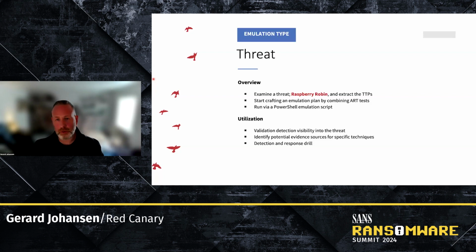Here's the other thing. Again, going back to identify potential evidence sources. So if you think of a threat out there, think Raspberry Robin, or even something we may be more familiar with, like Cobalt Strike. What does it do? What are some of the things that post-exploitation framework will do? Do we have a specific signature that we can see? If we can emulate it, we can identify those potential sources for that specific technique.